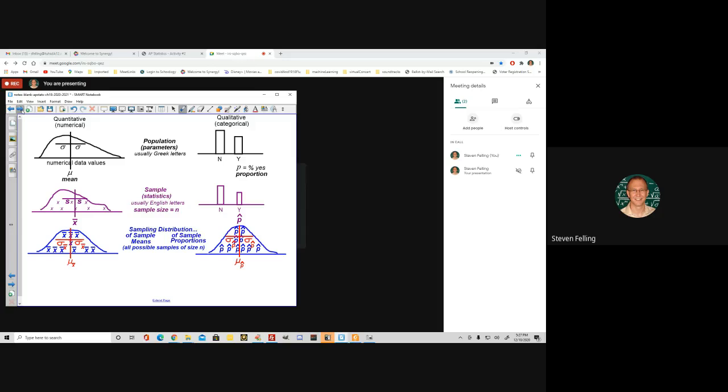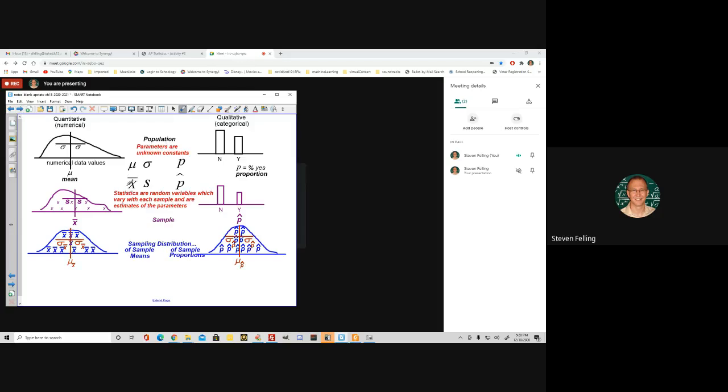Okay. Parameters are some sort of unknown constant that we usually don't know at the beginning of the problem. Statistics are random variables which vary from sample to sample and are estimates. So we're using the statistics to infer things about the currently unknown parameters, usually.